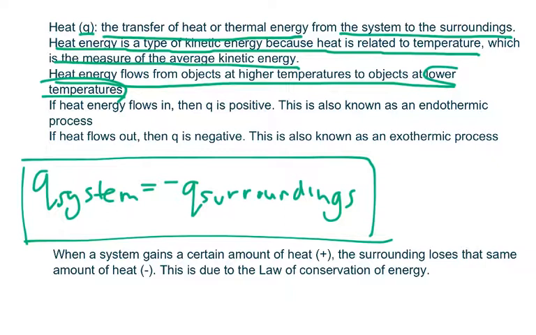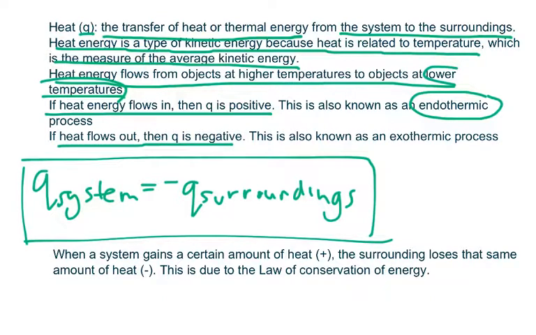So this makes sense. Now, there are two things that we have to know. If heat energy flows into something, then Q is positive. This is known as an endothermic process. If heat flows out, then Q is negative. This is known as an exothermic process. Now let's take a look at this equation. The heat of the system is equal to the negative of the heat of the surroundings.